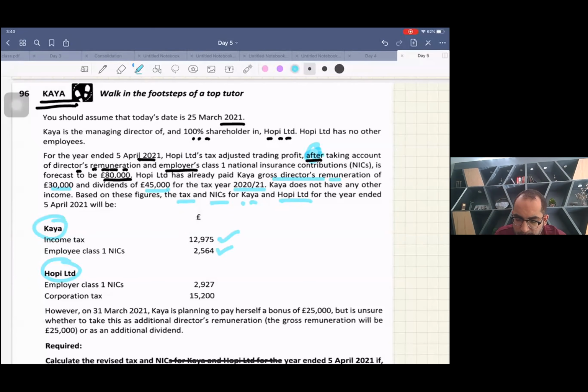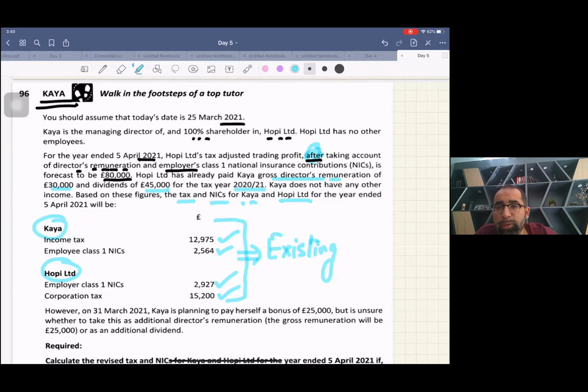Hoppy Limited has to pay corporation tax. See, the profit is already 80,000, times 19% is 15,200. And for the existing salary of 30,000, there is a class 1 employer NIC. So students, these are the existing numbers.